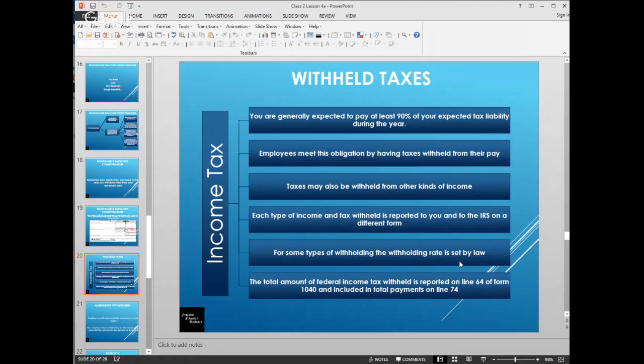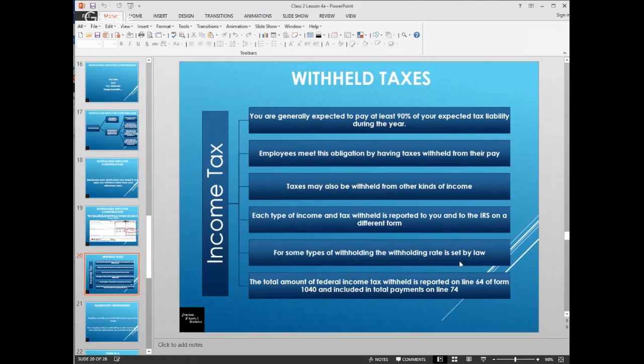Employees meet this obligation by having taxes withheld from their pay, the federal tax that's withheld through each paycheck. In addition, you can ask for taxes to be withheld from other kinds of income. So if you're taking a distribution out of an account, or you have high dividend or interest earning accounts, you can actually request that federal taxes be withheld throughout the payment cycle.